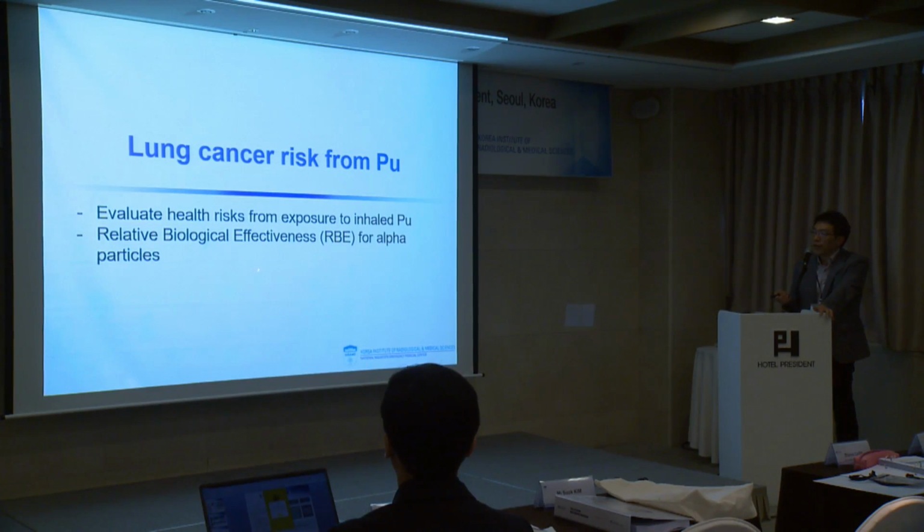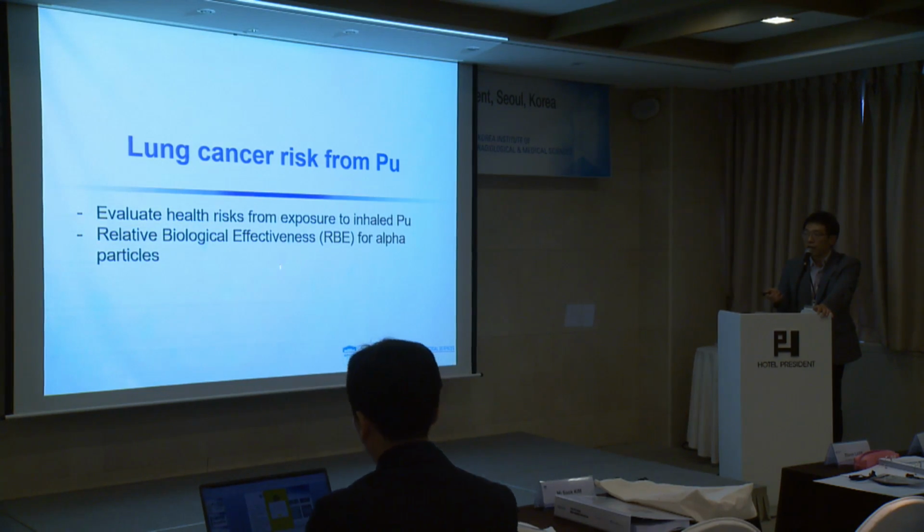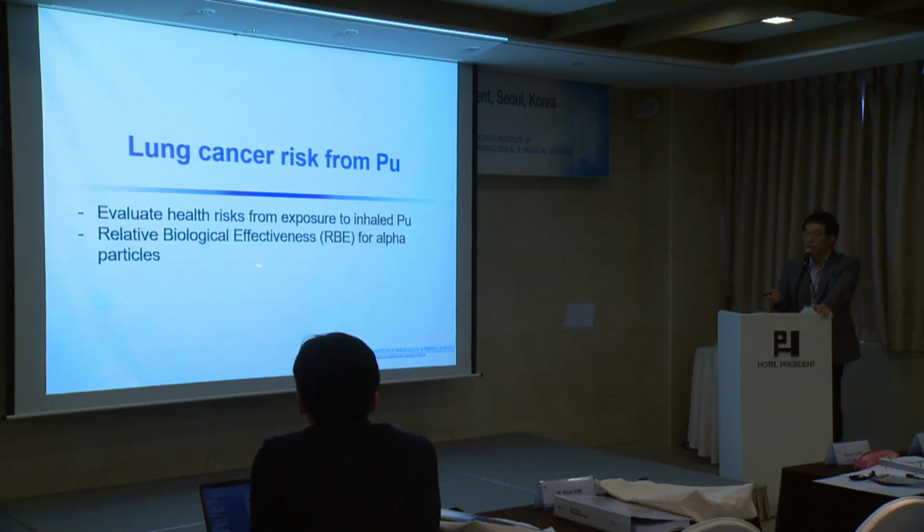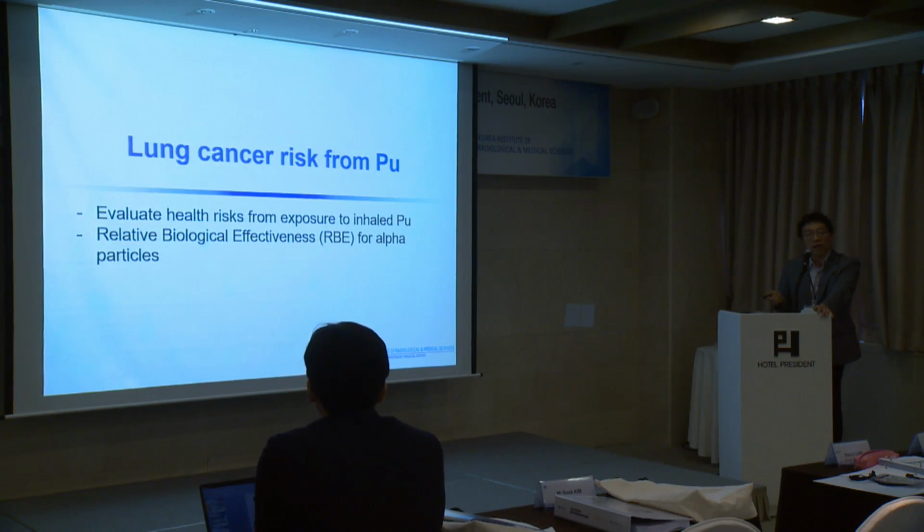So now let's look at the lung cancer risk from plutonium. So far we mainly looked at external exposure, usually gamma rays, but this time we're going to look at internal exposure from plutonium. This is very important because that kind of study is very limited. So in this section, we will gain some understanding of health risk from exposure to inhaled plutonium, and we're also going to look at the RBE for alpha particles.